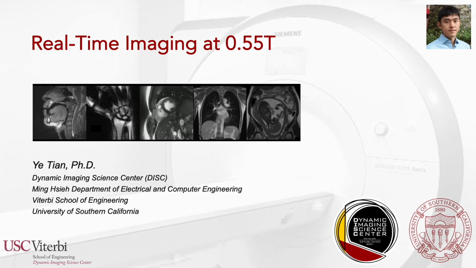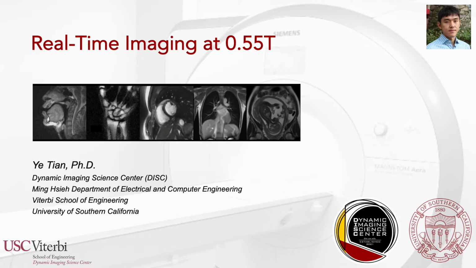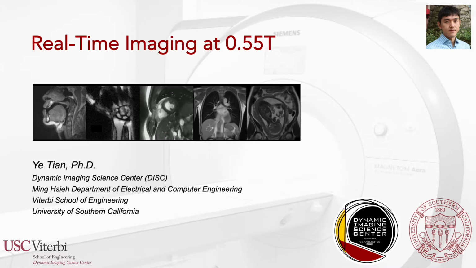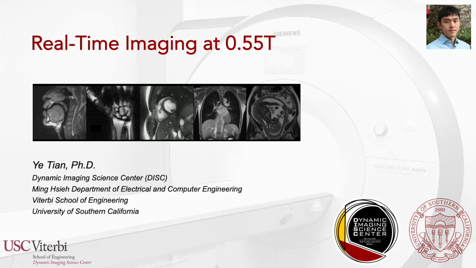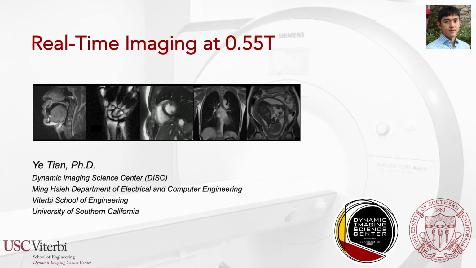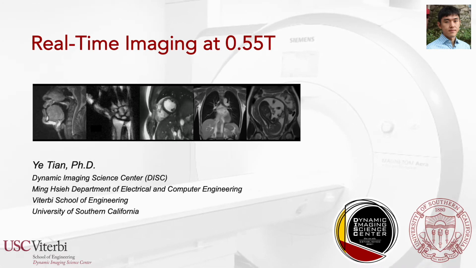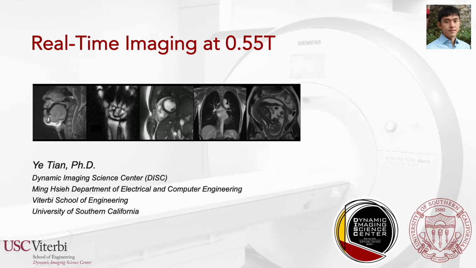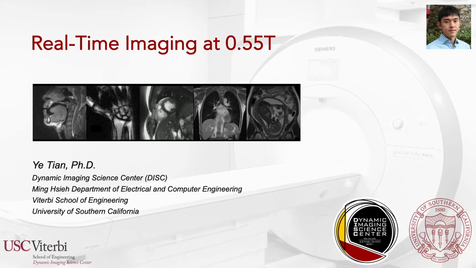The topic I'm going to talk about is real-time imaging at 0.55 Tesla. Here at the Dynamic Science Center, we have installed a 0.55 Tesla scanner equipped with a high-performance gradient, and that system has been up and running for almost a year. In this talk, I'm going to give an update on the effort we have been spending on real-time imaging.